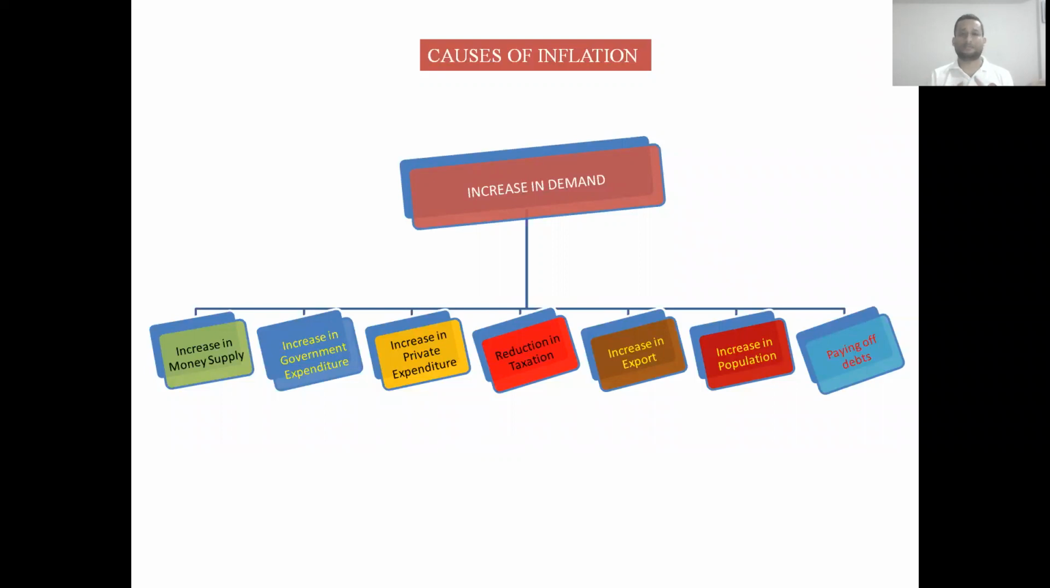There are so many factors that influence an increase in demand in the society. So as a result, inflation takes place in the economy.